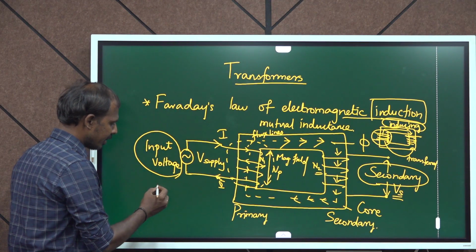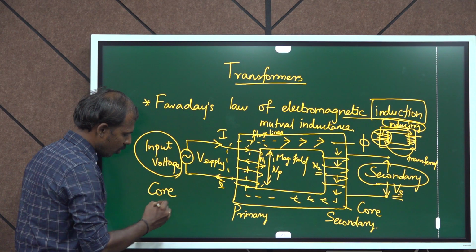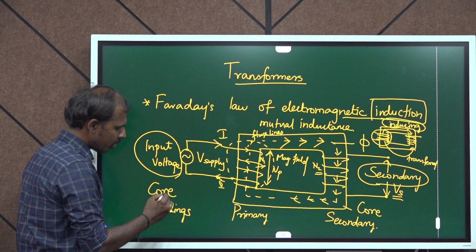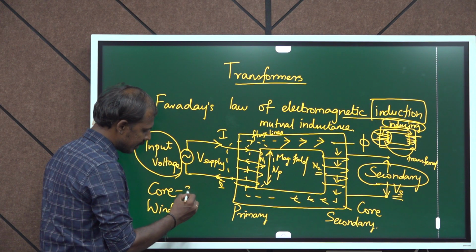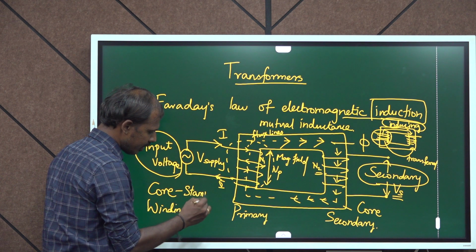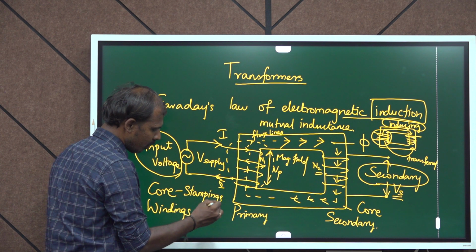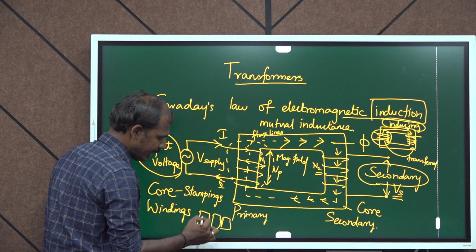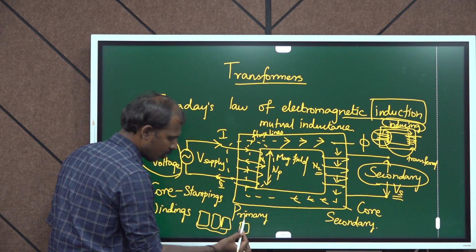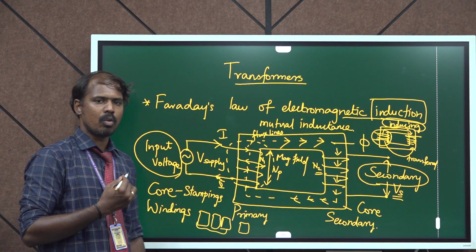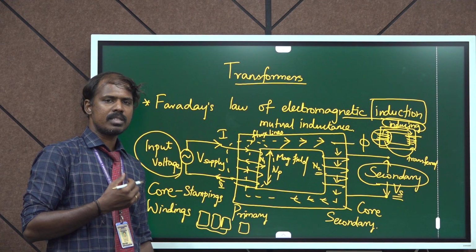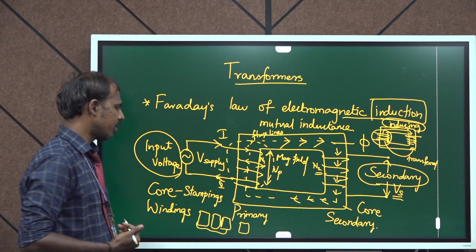So, based on the construction, the main parts are core and windings. The core is going to be made up of stampings. It is not a single solid core, whereas you have got n number of stampings which are combined together to form a single core. So, imagine a notebook which is made up of n number of pages which are clubbed together to form a single notebook. It is in that format.